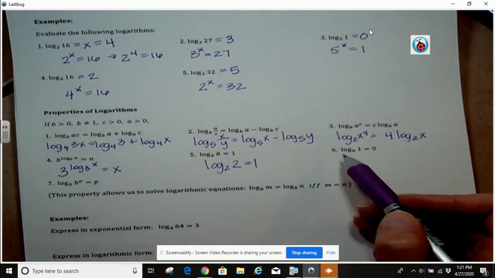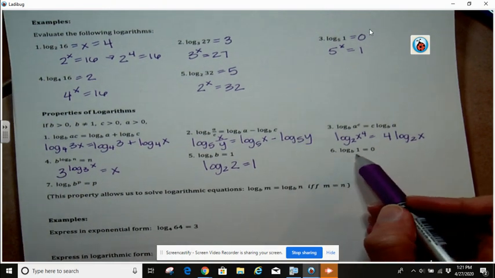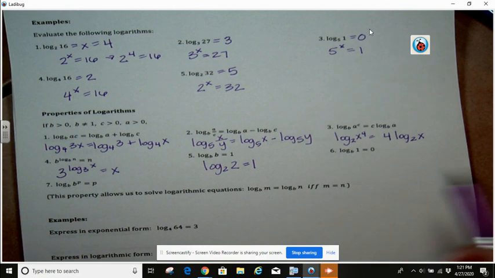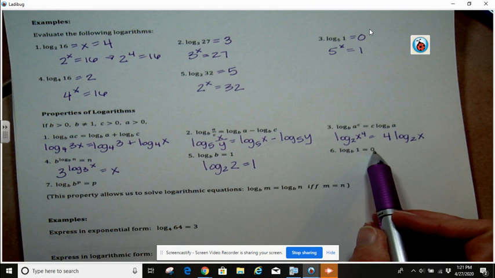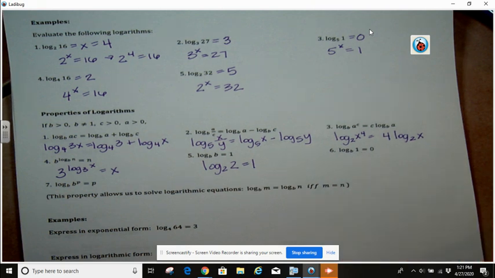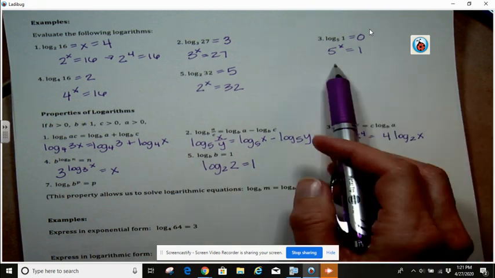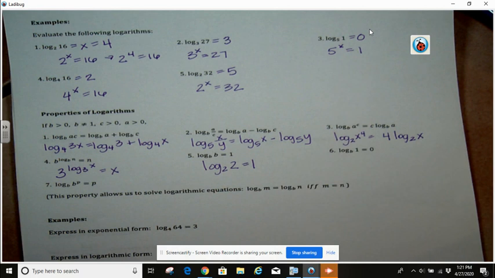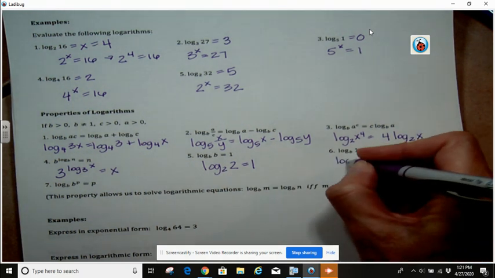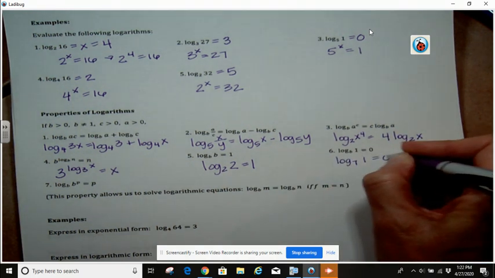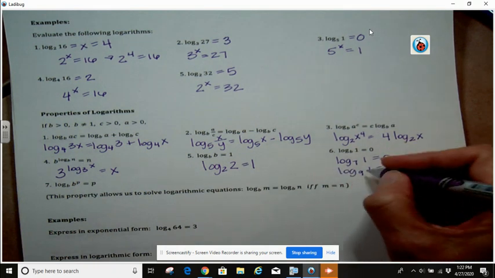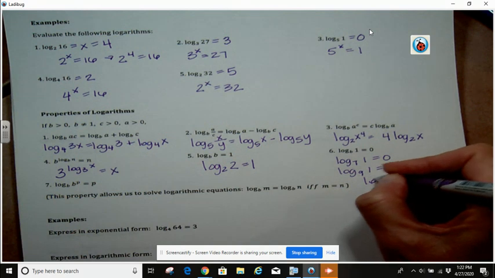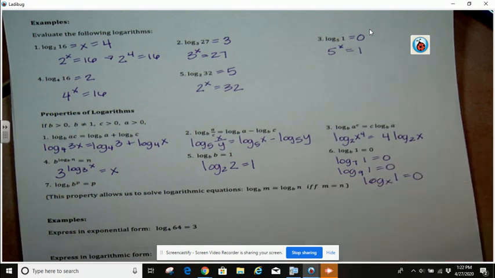For number 6, log to any base of 1 will always equal 0, because think about the exponential form, b to the 0 power equals 1. Anything to the 0 power equals 1. We saw that up here with example 3. So if I have log base 7 of 1, it equals 0. Log base 9 of 1, it equals 0. Log base x of 1, 0.